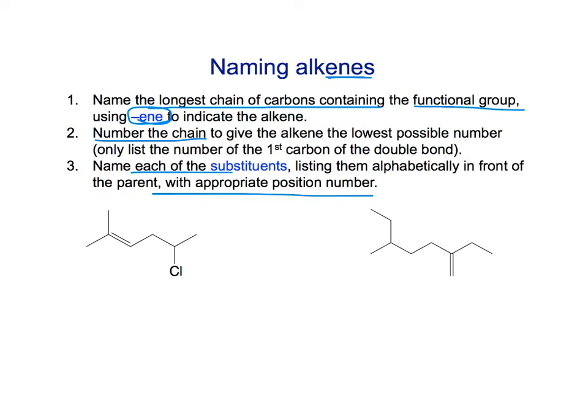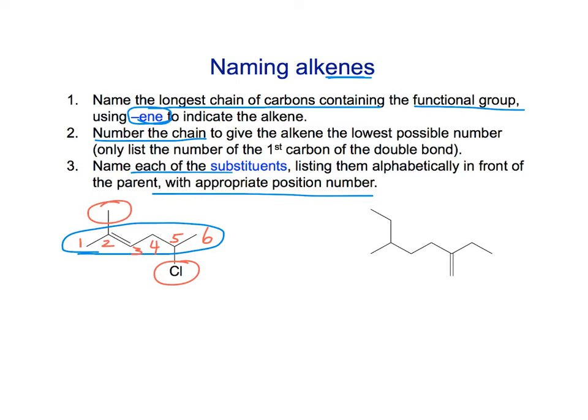So we want to find the longest chain that includes the alkene. So in this one, we could just pick this parent right here. We number the chain to give the alkene the lowest possible number. The alkene has higher priority than most of the other groups that we've learned so far. So we're going to say 1, 2, 3, 4, 5, 6. So we have a chloro at 5, we have a methyl at 2, and it's a hexene.